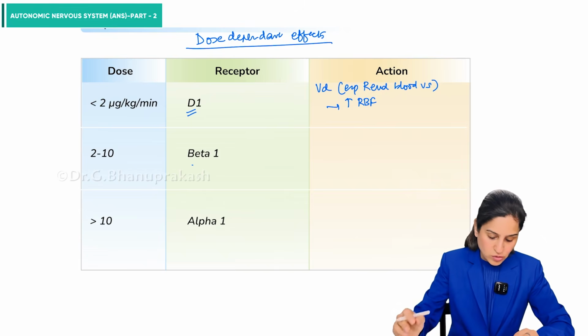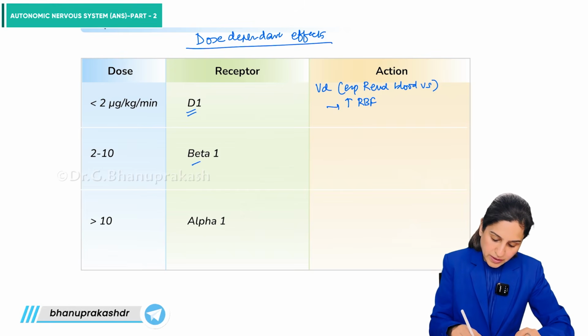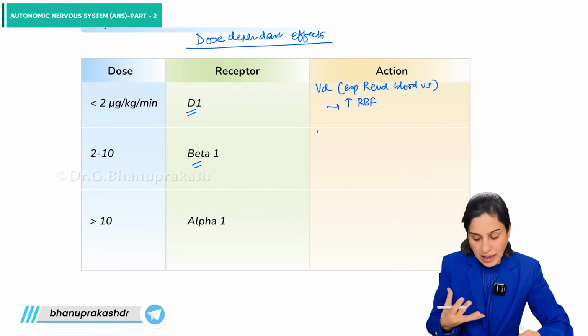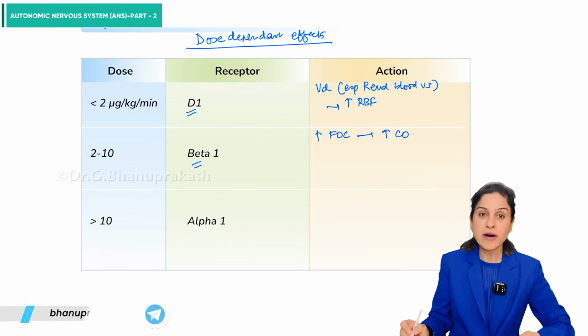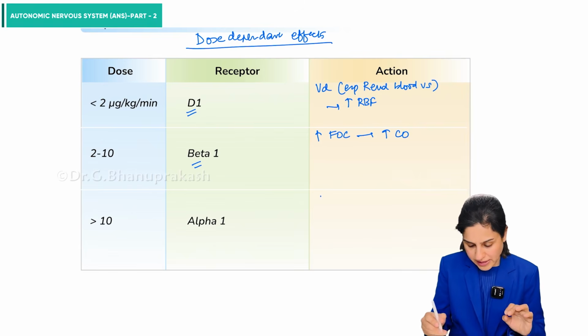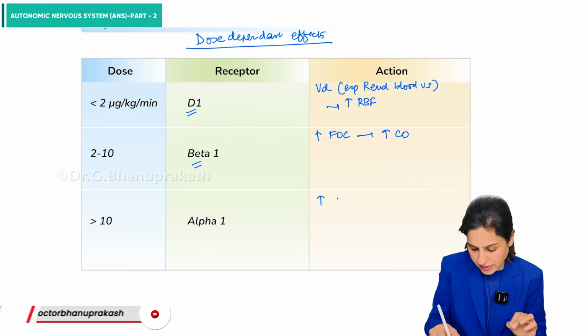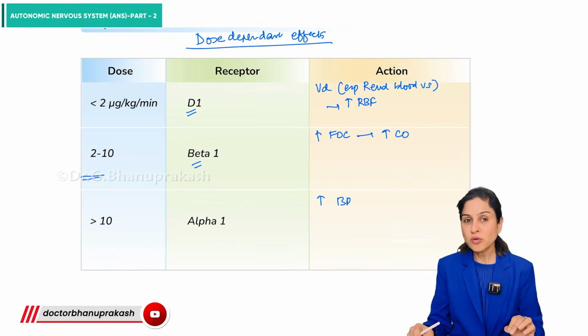Then if you use at the dose of 2 to 10 micrograms per kg per minute, then it also will affect the beta 1 receptors on the heart. It will increase the force of contraction of the heart. It will increase the cardiac output. More than 10, then alpha 1 receptor is also stimulated, and because of this there can be increase in the blood pressure. So mostly for therapeutic purpose we don't go beyond this 10.